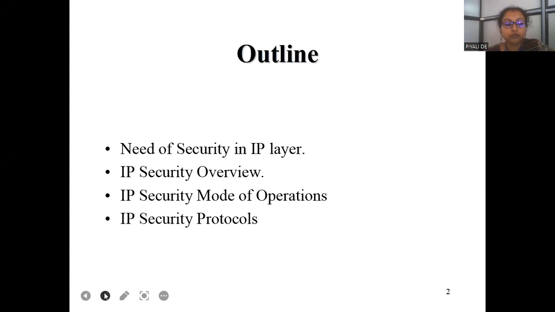First of all, we discuss the need of security in the IP layer. Then an overview of the IP security protocol. Then what are the different modes of operation in the IPSec protocol? Then we discuss the protocols within IPSec.